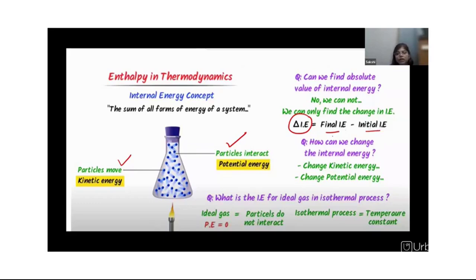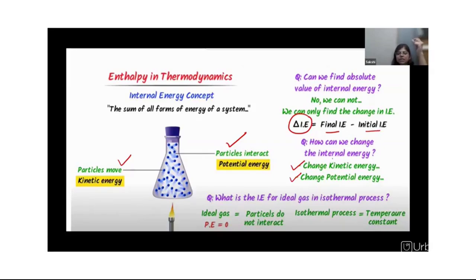And how can you change the internal energy? You can change it by changing the kinetic energy or by changing the potential energy. Now let us understand one thing, the isothermal process. What happens to the internal energy of an ideal gas in an isothermal process? What does the isothermal process mean? It means that the temperature is constant.